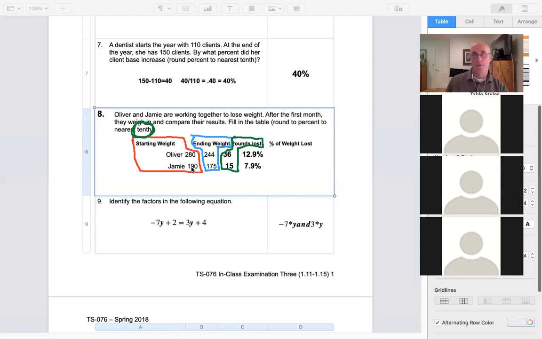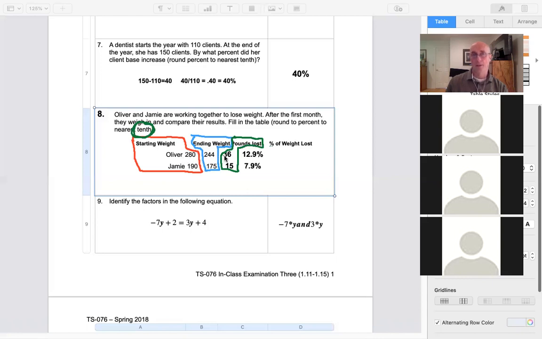Same with Jamie: starting weight, ending weight. What you're going to do is subtract these two, which is really similar to what we were just talking about. Subtract these two, you get 36. Oliver lost 36 pounds.